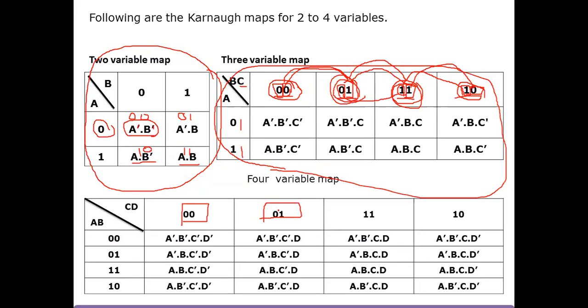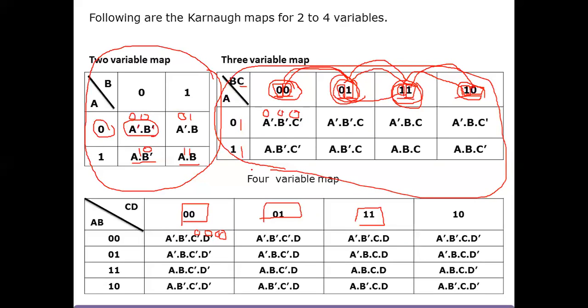After you develop these initial maps, you can proceed with your own problem. Here you can see that similarly we can write the min term using the value corresponding to this box: 0, 0, 0. These are 0 values, so you have to prime them. Here also you have 0, 0, 0, 0, and you have to prime the term. So this box corresponds to A dash, B dash, C dash, D dash.